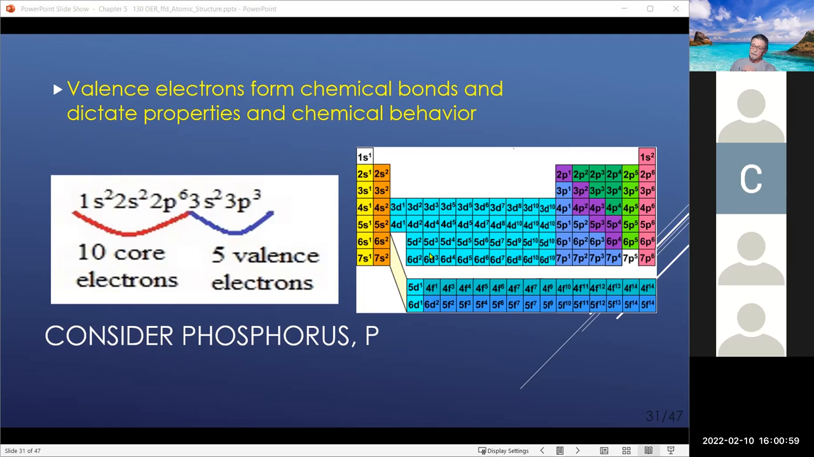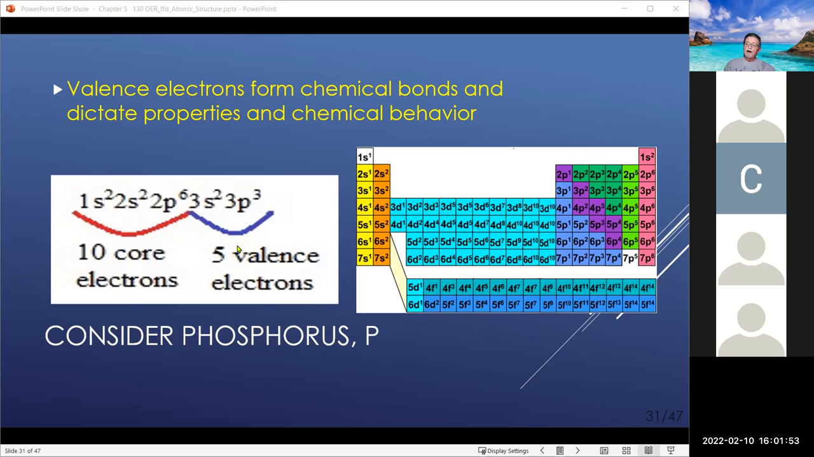Now, if we take a look at phosphorus and write its electron configuration, you have the following: 1s2, 2s2, 2p6, 3s2, 3p3. Phosphorus is in the third energy level, so that is its outermost shell. It's in group 5A, Roman numeral 5, so there are 5 valence electrons. Of those 5 valence electrons, 2 are in the S orbital of the third energy level, and the other 3 are in the P orbital of the third energy level. The core electrons of the innermost shells are denoted here in red.